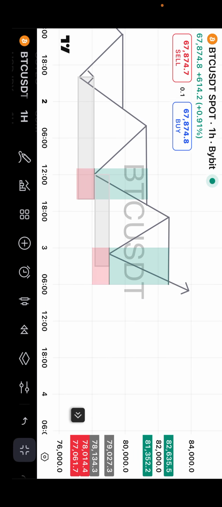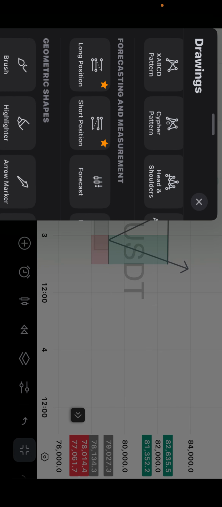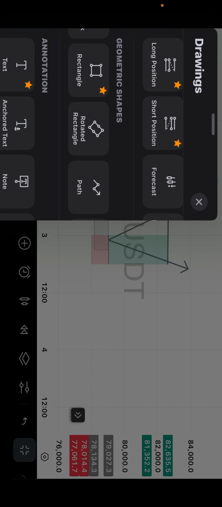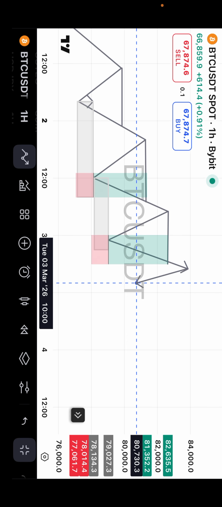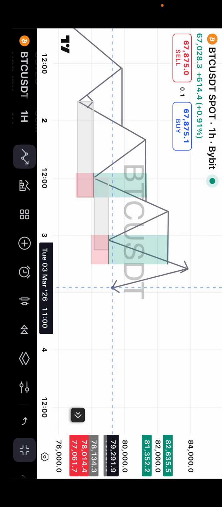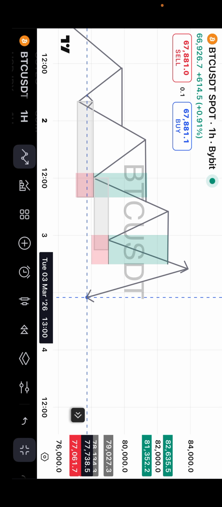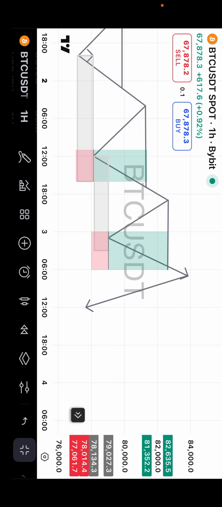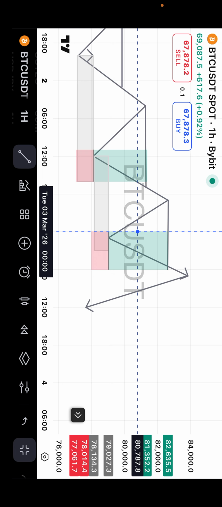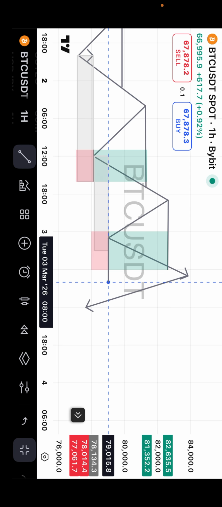Then let's say, for instance, the market came back here and it did not respect this demand zone. Then it took out this demand zone here. It broke this demand zone. This is showing us that another break of structure has occurred, meaning the market is turning to a bearish trend now.